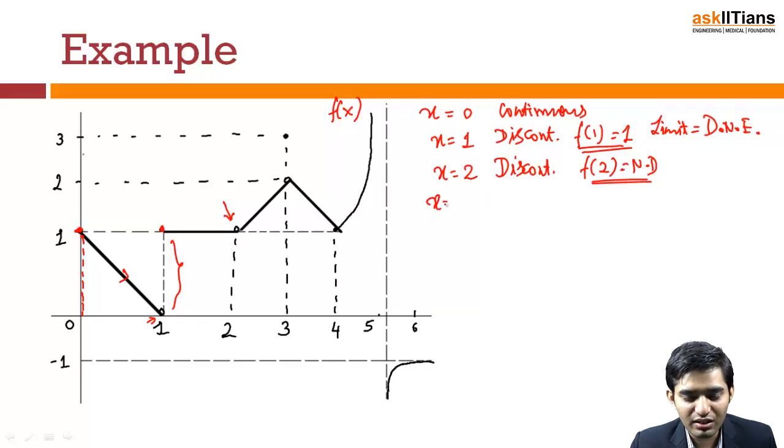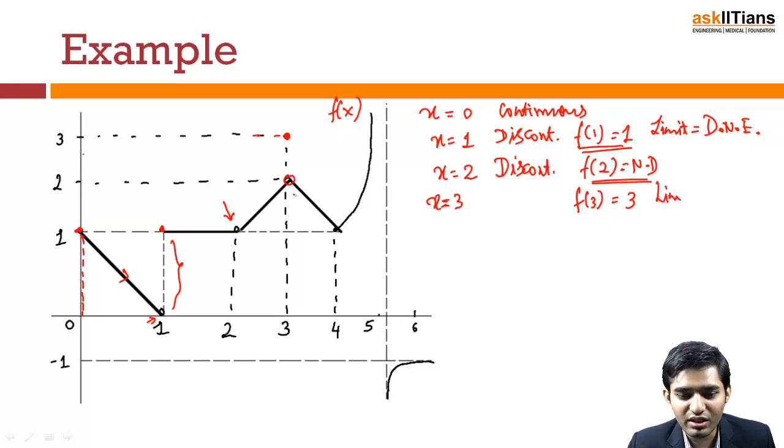At x equal to 3, you can see that again you will have to lift the pen, right? Because here there is a circle and here there is a dot. Okay, so what is f of 3? f of 3 is nothing but 3, right? Here there is a dot, so f of 3 is 3. And what is the limit? What will be the limit?